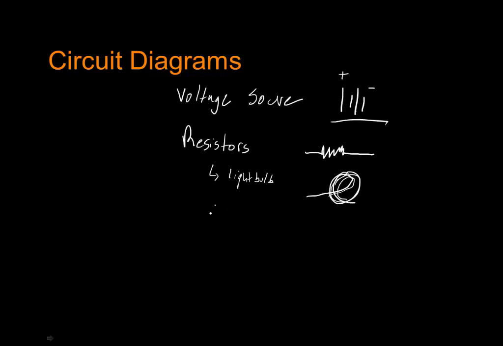You might see something that looks like a switch. You might see something that looks like an LED. This is actually an LED, light emitting diode. That would be a form of resistor. It changes electrical energy into light energy. You might see switches in a diagram. Basically you have a point, a wire, and then another point. So this switch can open and close.